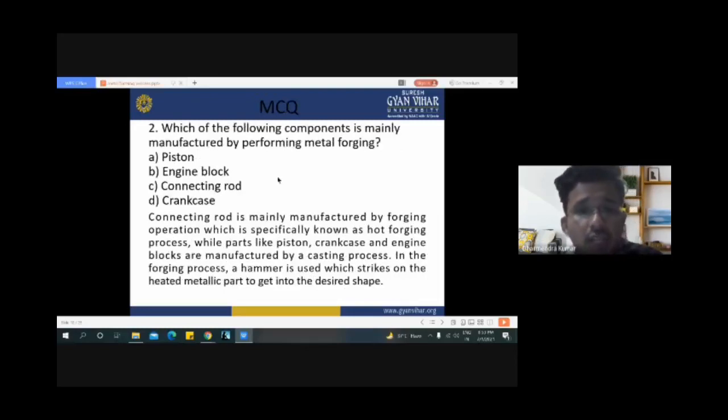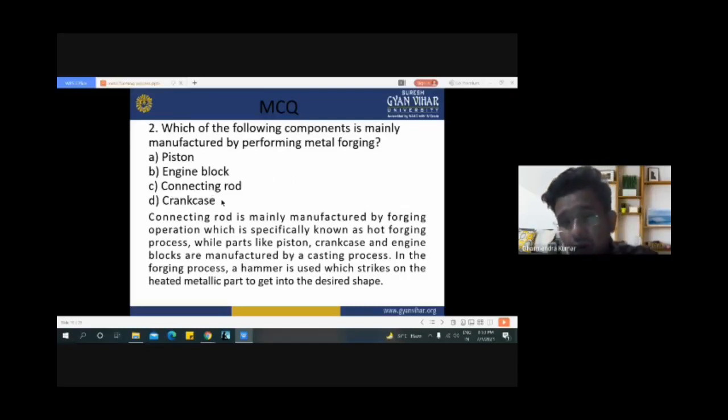Another question is: which of the following components is mainly manufactured by performing metal forging? We have seen that the forging process uses an open die or closed die, applying mechanical force or hydraulic force, or we can say that hammering is necessary in the forging process. The question is asking about the various components of an engine, and which component is manufactured by the metal forging process.